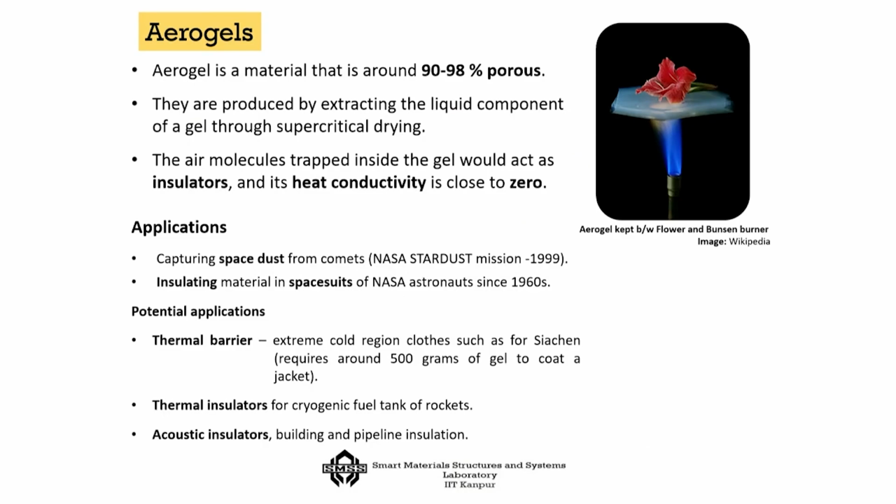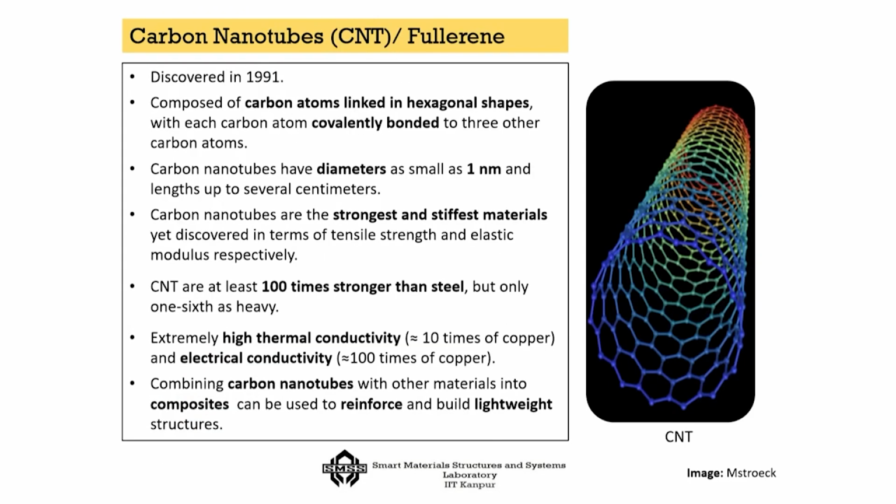Another group of material that is becoming very popular are the aerogels. Aerogel is a material which is about 90 to 98% porous. So, they are very thin, and because of the porosity, they are also good insulators. So, you can actually use these materials to create a thermal barrier or thermal insulation. Also, because of the porosity, they are good acoustic insulators. So, aerogel is again another group of advanced materials for us.